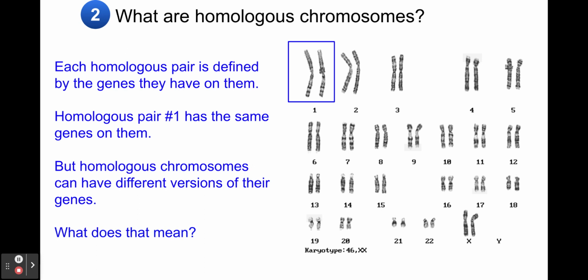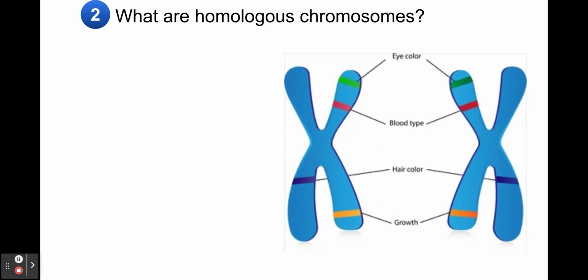So what does that mean? Well, first of all, it means you have 2 copies of every gene, but those 2 copies can be slightly different from each other. If we take a look at this homologous pair, we can see that they both have the gene for eye color right here at the top, and then they've got a copy of the gene that determines blood type, and then they've got a copy of the gene that determines hair color, and then they've got a copy of the gene that might determine growth.